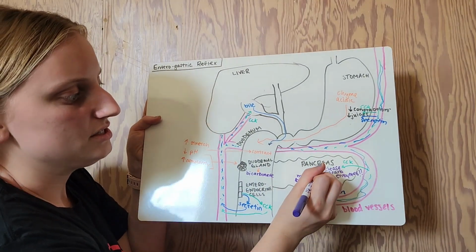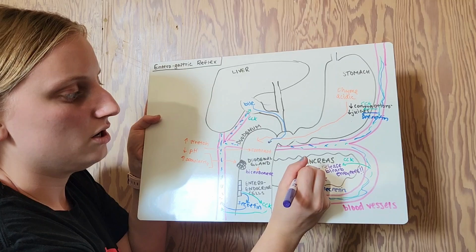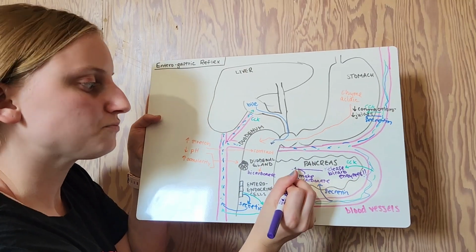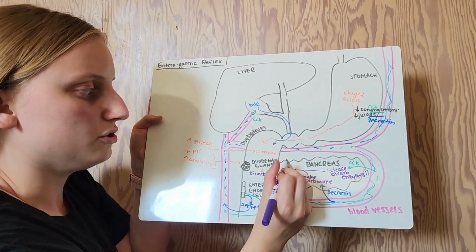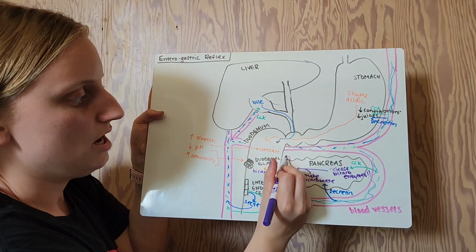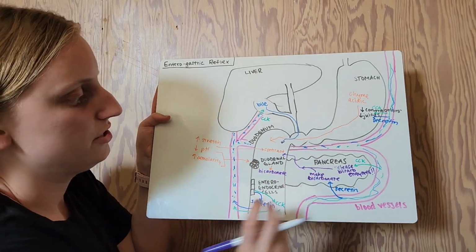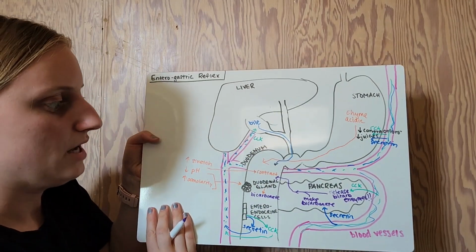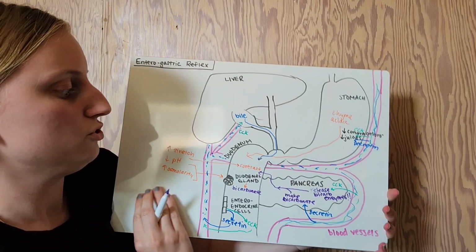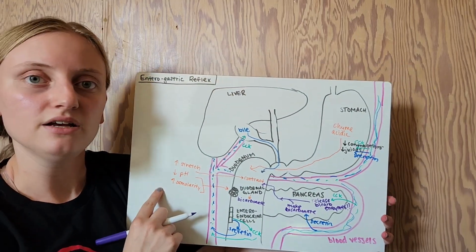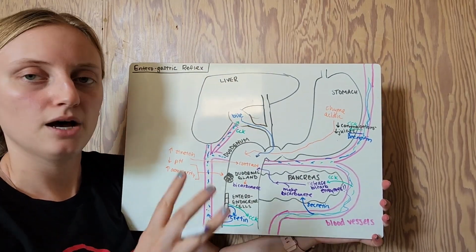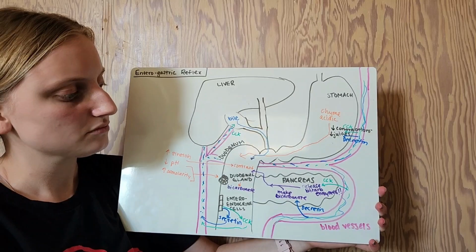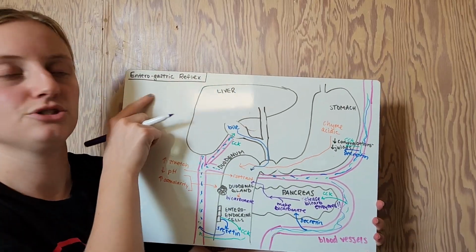And both of these are going to travel. They have their own tube, the pancreatic duct, and they are going to enter the duodenum. And these help with neutralizing the acidity of the duodenum, and they help digest other items. Amazing. That's our entero-gastric reflex.